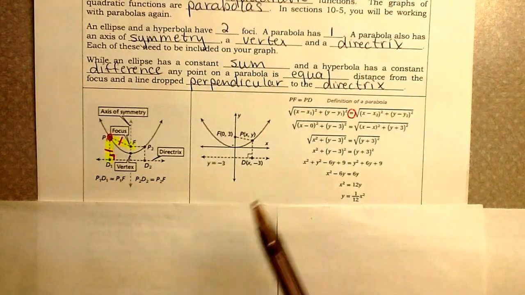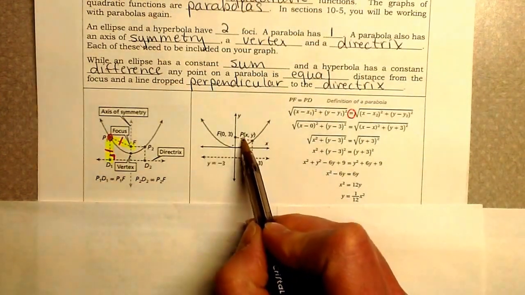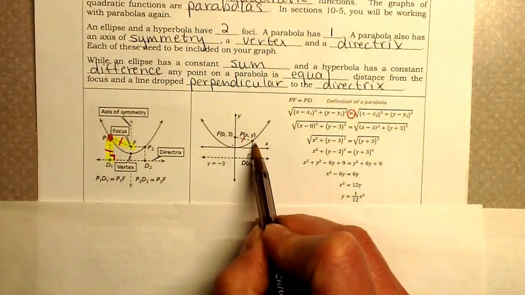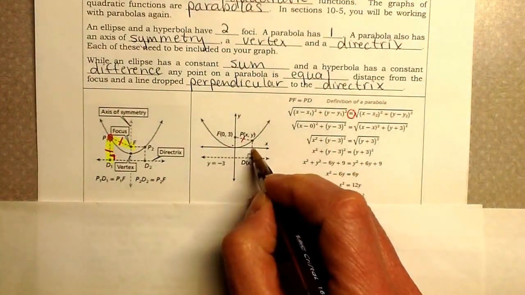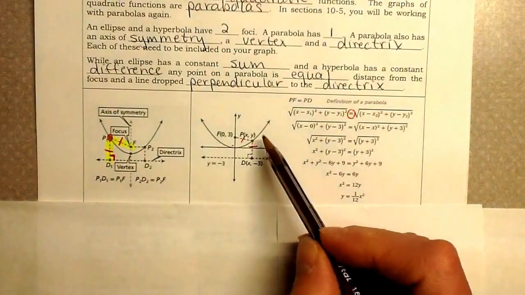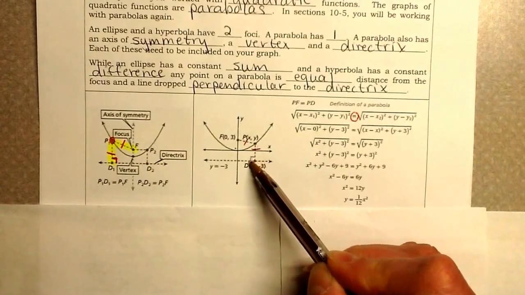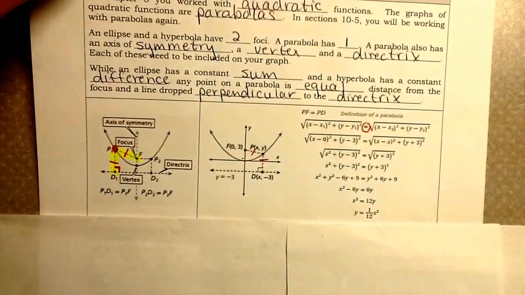So just keep in mind that this distance, from the focus to a point, is the same distance as from the point to a point on the directrix that intersects the directrix at a 90-degree angle.